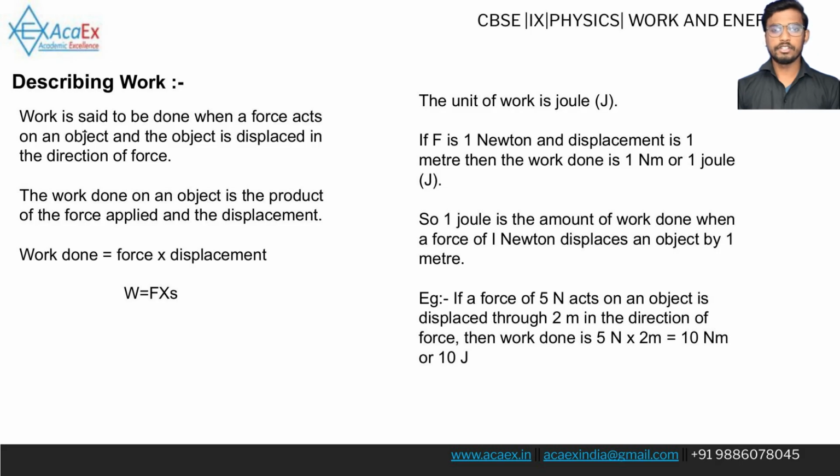If a force of 1 Newton displaces an object by 1 meter, then the work done is 1 Newton meter or 1 joule, J. For example, if a force of 5 newtons acts on an object and it is displaced through 2 meters in the direction of the force, then work done is 5 newtons multiplied by 2 meters, which equals 10 newton meters or 10 joules.